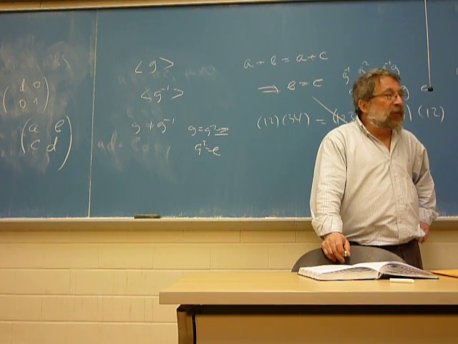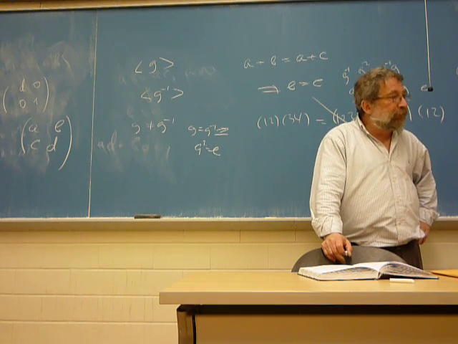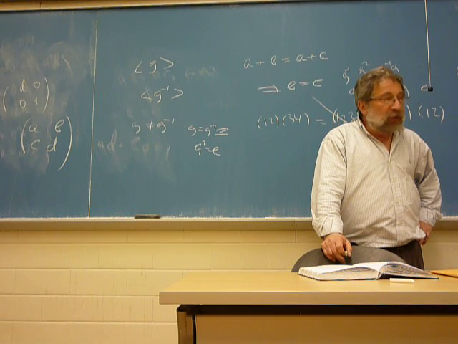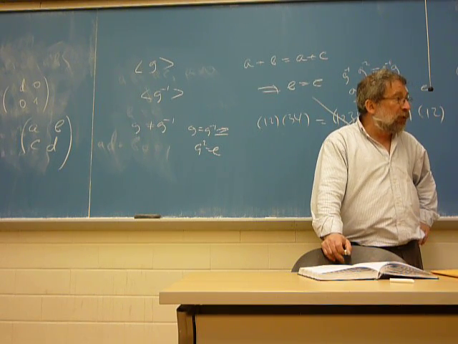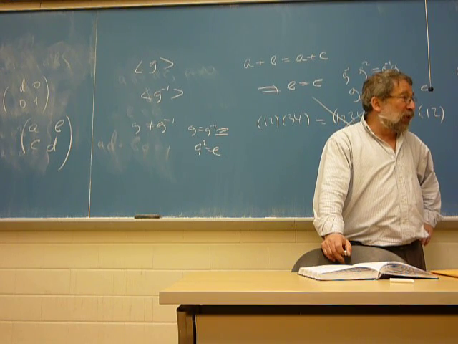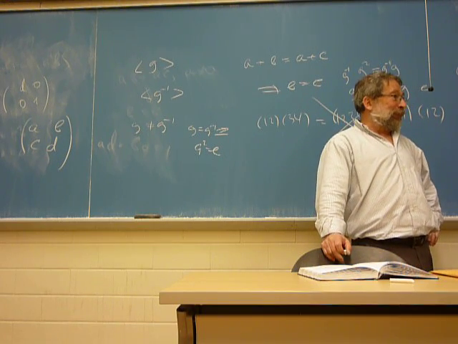Okay, next question. By the way, Z is a good example also of a cyclic group. You have just 1 and negative 1, and that's it.